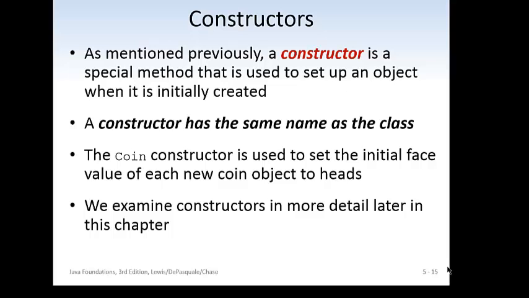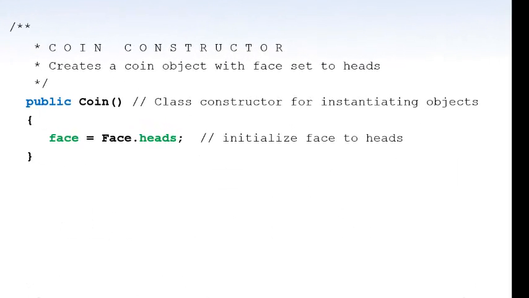So let's look at the coin constructor up close. It's pretty simple. We're using this to initially set the face value of the coin to heads. Notice it has the exact same name as the class, but it is a type of method, so we see the parentheses. It doesn't have any input parameter, so those parentheses are empty. And we've preceded it with the keyword public. For now, don't worry too much about that, other than to know that if I use that word public, it means it's available to other parts of the program.